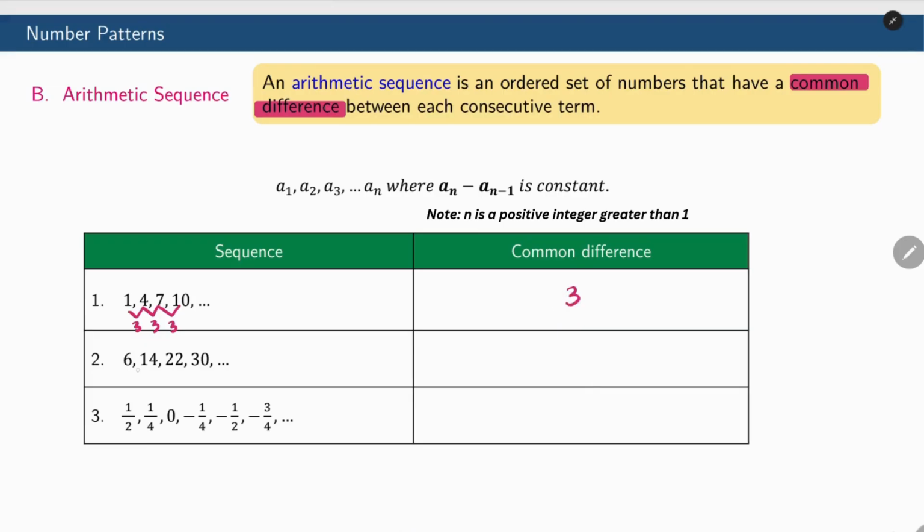Next, 14 minus 6 is 8. 22 minus 14, 8 also. 30 minus 22, 8 also. So the common difference is 8.